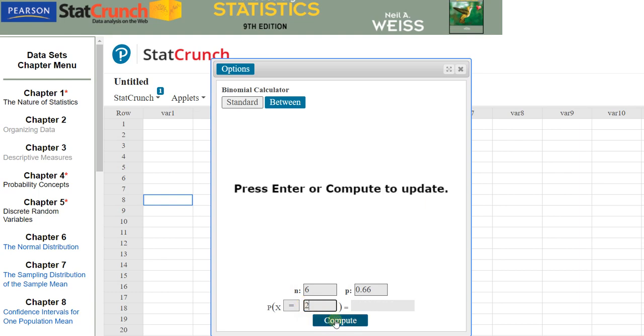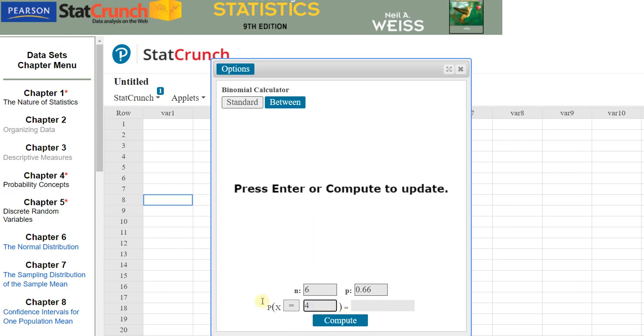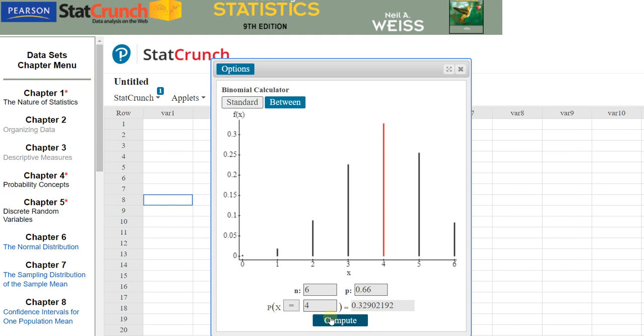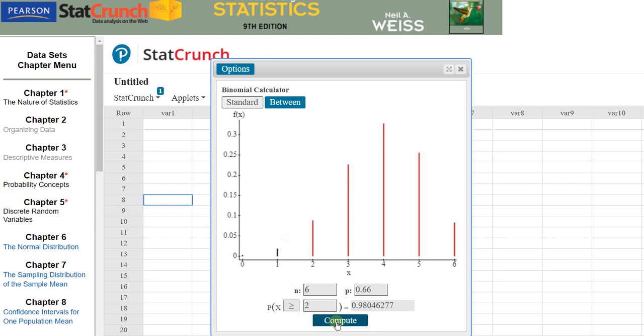Probability of exactly 2 is 0.0873. Probability of exactly 4, you just change that to a 4 and compute: 0.3290. And in part C, probability of at least 2, that would be greater than or equal to 2, and that's 0.9805.